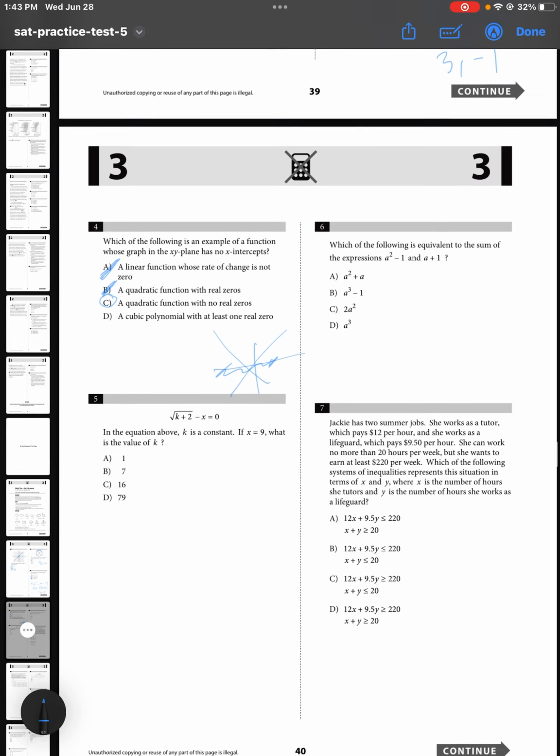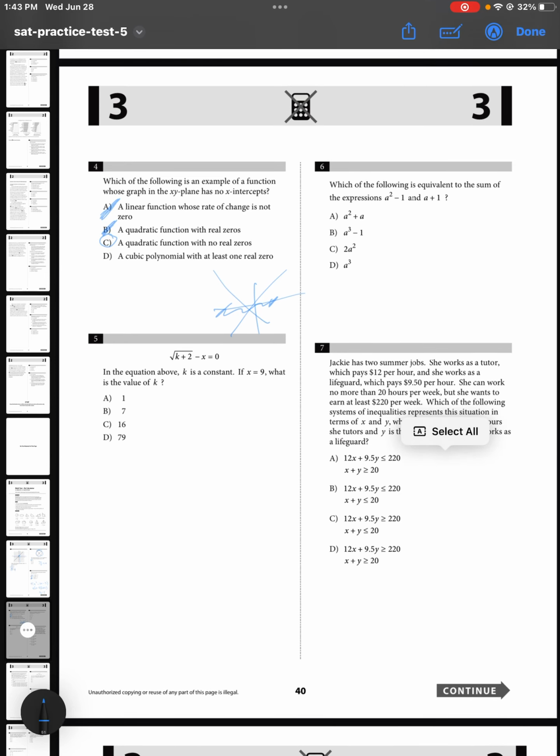Okay, 5. In the equation above, k is a constant. If x equals 9, what is the value of k? Okay, so we just plug in 9 for x, so k plus 2. So we'd add 9 to each side, so that would give us that. So next we would square both sides, giving us k plus 2 equals 81. So k equals 79.